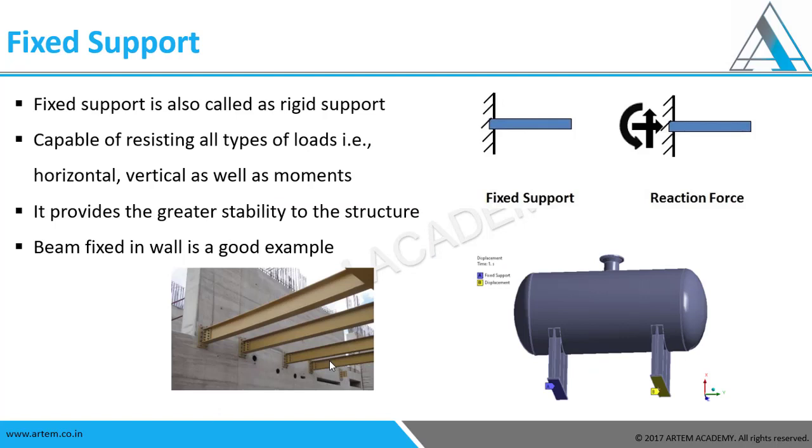To start with, let us focus on fixed support. Fixed support is also called rigid support. If we are fixing, it is capable of resisting all types of loads: vertical, horizontal, and moments as well. You can see this in the example on the right side. It also provides greater stability to the structure. The best examples are a beam fixed in a wall, or a pressure vessel fixed on the floor or on the ground wherever it is resting. This is fixed support with practical examples.